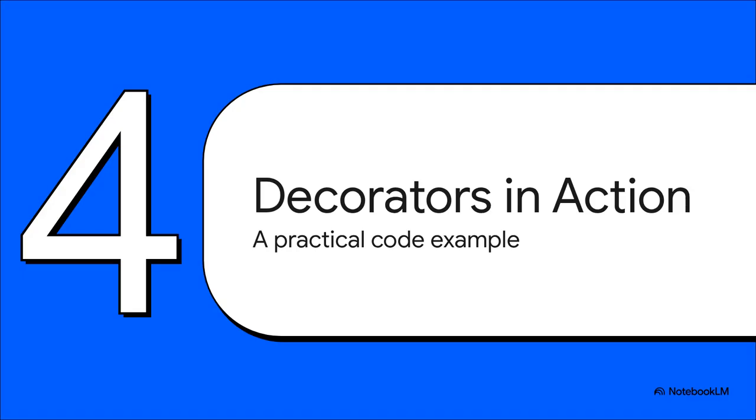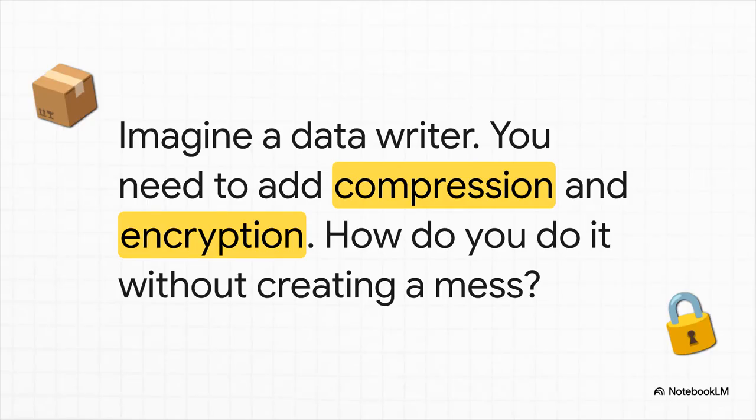Okay, theory is awesome, but let's make this real. Let's see how this actually works with some code in a practical example you might actually run into. So imagine you have a class, and its job is to write data to a file. Super simple, it works. But now you get a new requirement. You need to add compression to save disk space. And for security, you also have to add encryption.